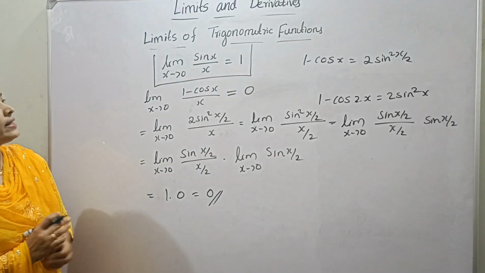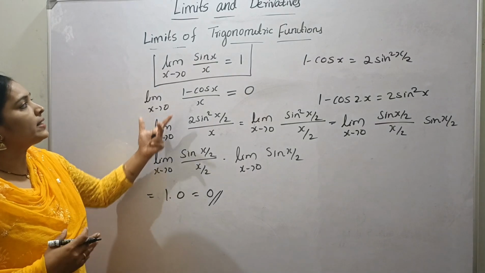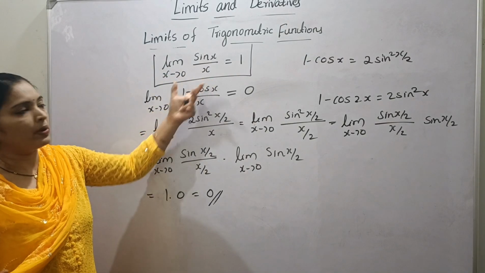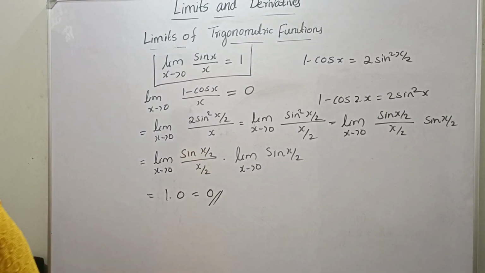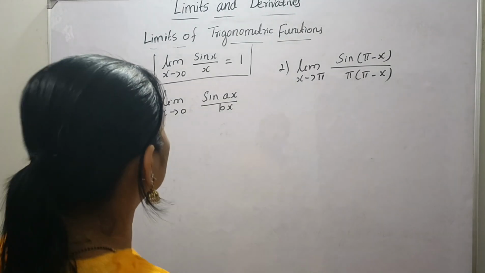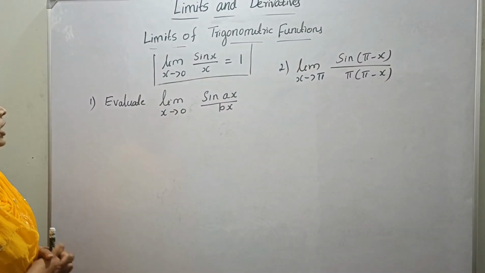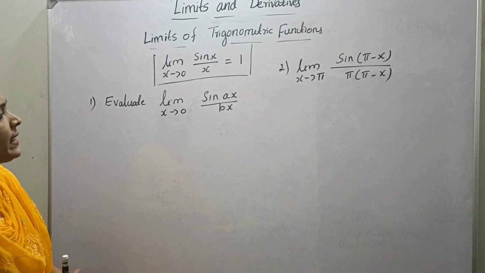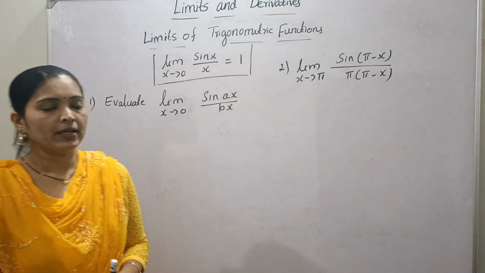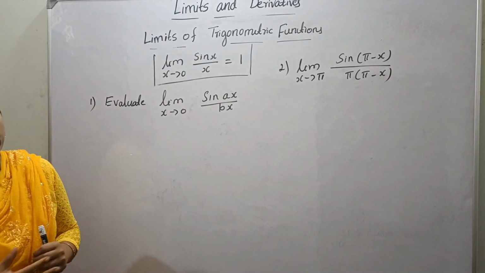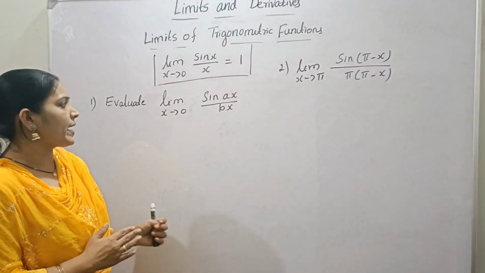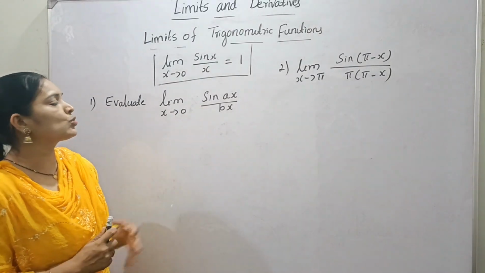Okay, now let us apply this formula for some problems. Now let us go through some questions. First one, evaluate limit x tends to 0, sin ax by bx. First of all, let us apply direct substitution method. Substitute x is equal to 0.